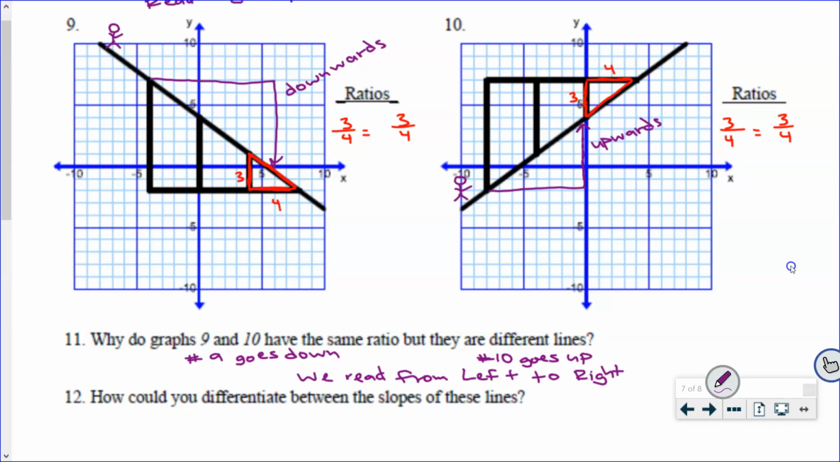How can I show that these are different using just that ratio, using the numbers? Garrett, what are your thoughts? I want your thoughts.